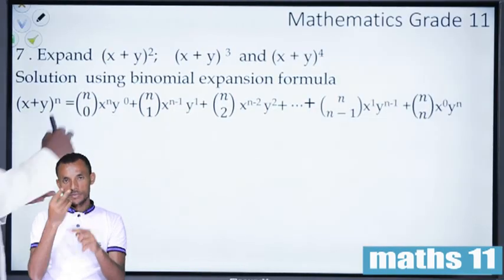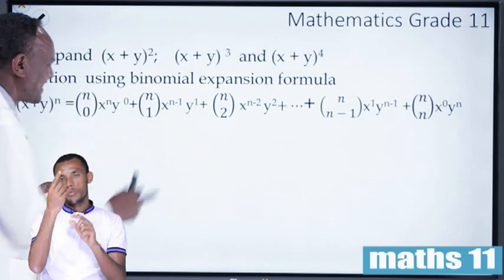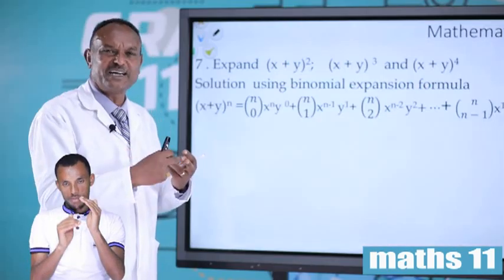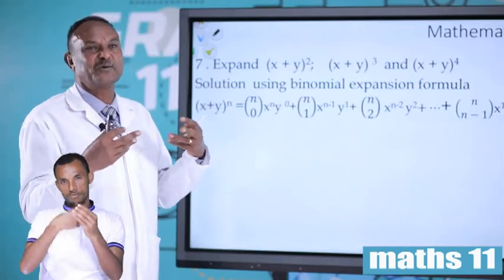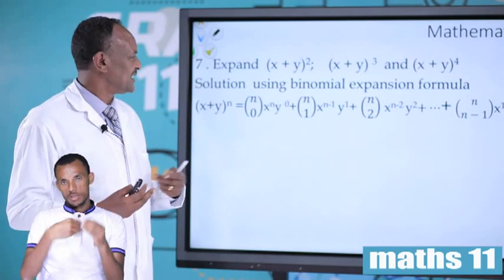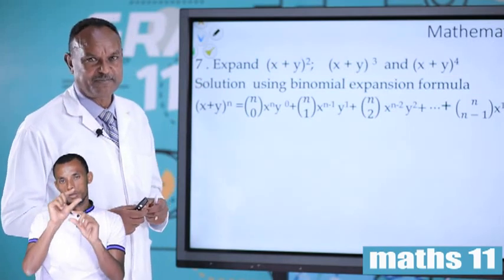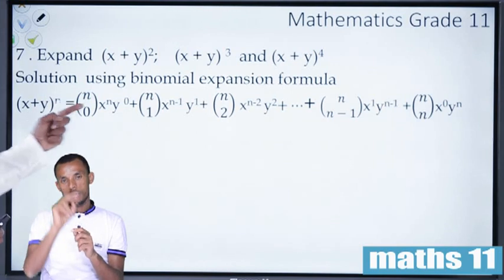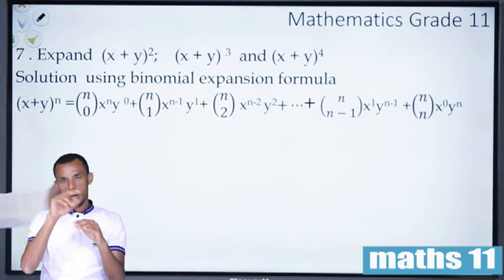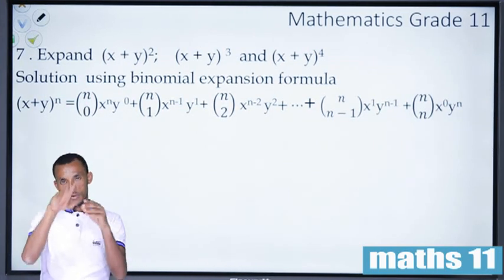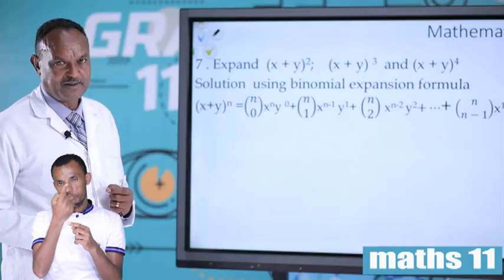Second, when the exponent of one variable decreases, the exponent of the other variable increases in such a way that the sum of the 2 exponents gives the exponent of the power. N above 0, n above 1, n above 2 give the coefficient of each term.